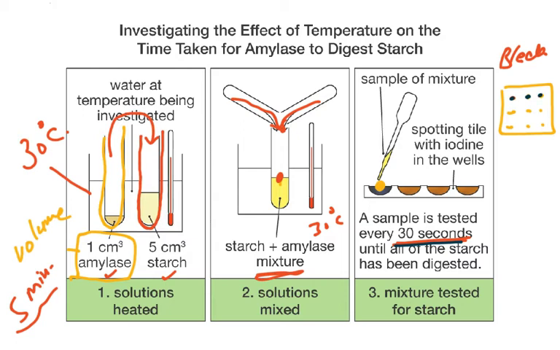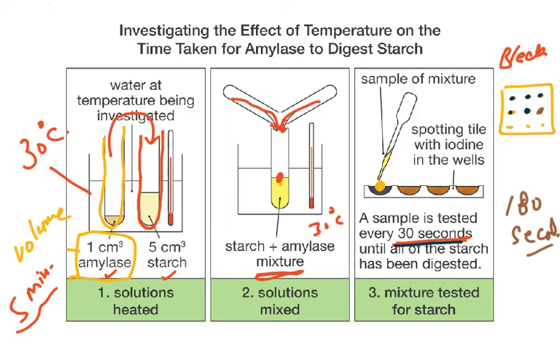Another 30 seconds is black, another 30 seconds is black, another 30 seconds is black, and now when you put it, it's brown. So you realize 30 plus 30 plus 30 plus 30, so 1 minute, 2 minutes, so it took 30 into 6, 180 seconds to digest all the starch.